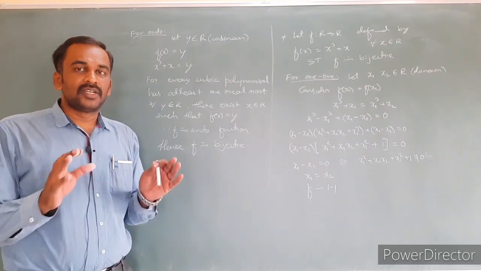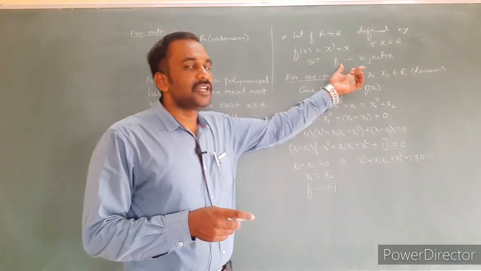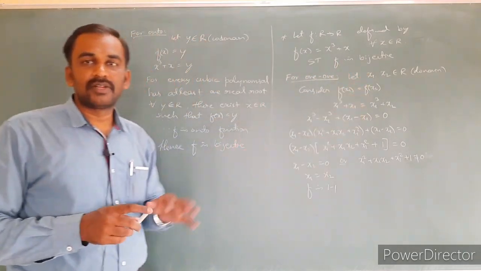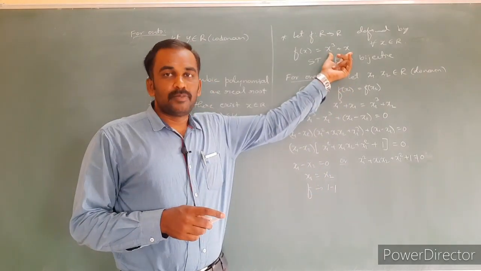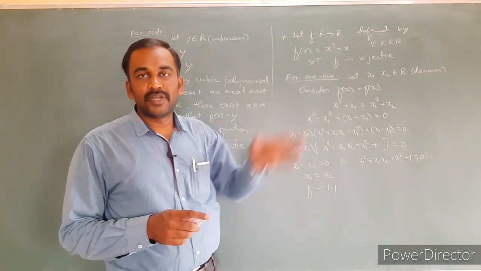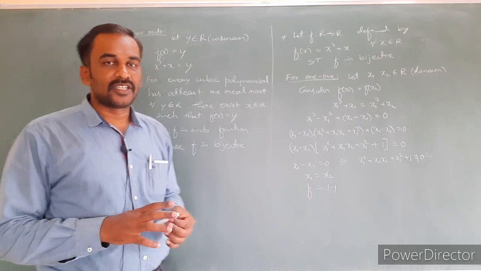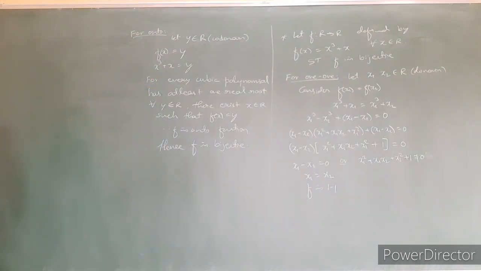Very important type. In every problem you can observe that whenever you are checking one-one and onto, every problem has the same method. The only things that change are the function value, the domain and the codomain values. Very simple way we can get the answer.